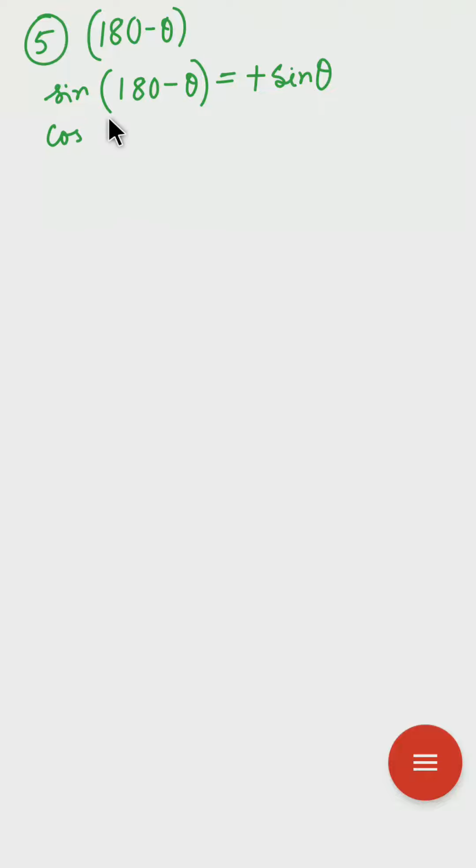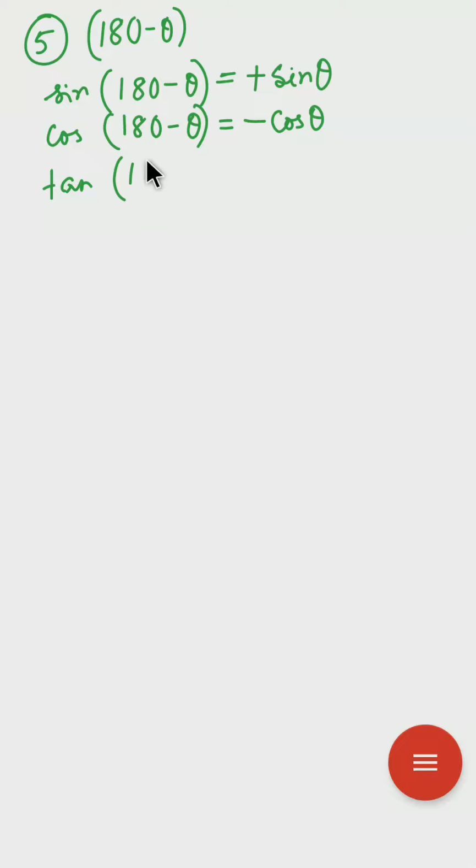Similarly, if we want to find out cos of 180 minus theta, then again this whole angle is in the second quadrant. In the second quadrant, cos is negative. Now we check the multiple of 90. Here it is an even multiple of 90, so cos will remain cos. Actually, if we find out sine and cos, we can find out everything else without even applying this formula.